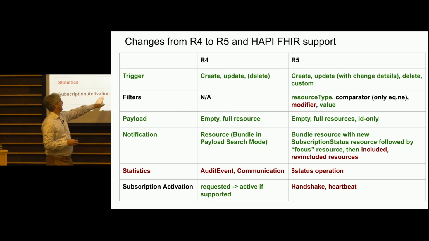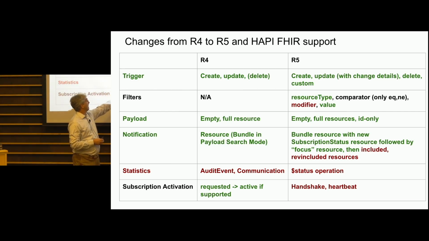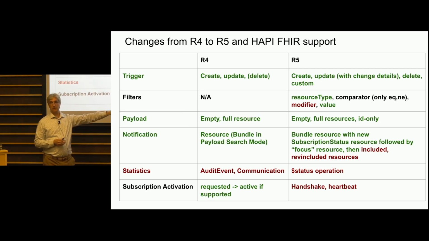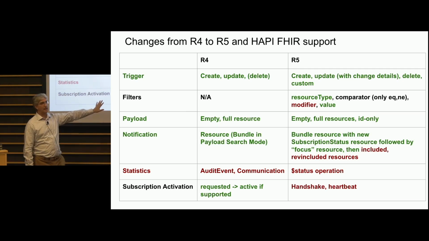In R4, they recommend in the spec creating audit events and communication resources. And we just imagine, on these servers that are sending millions or trillions of resources out, that would just completely balloon out your FHIR server. It didn't make sense for us to do that. None of our customers have asked us to do that.